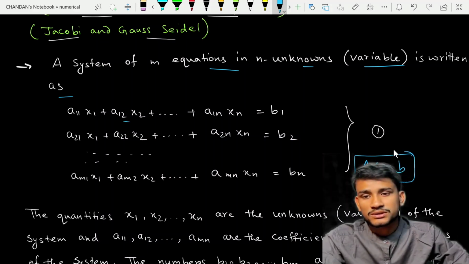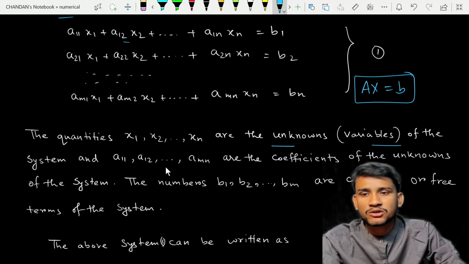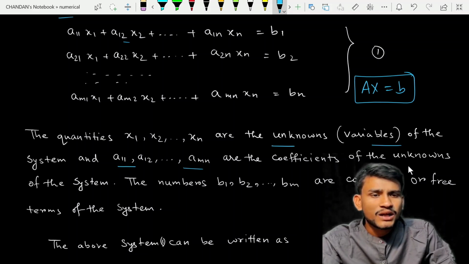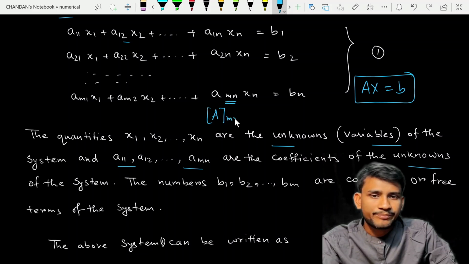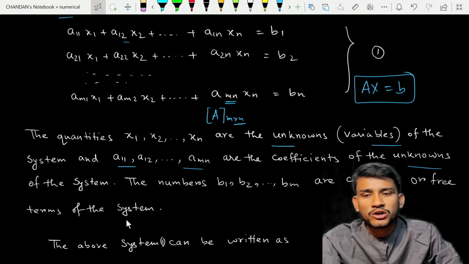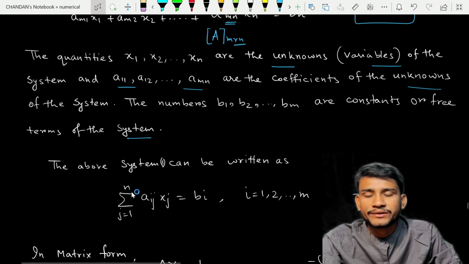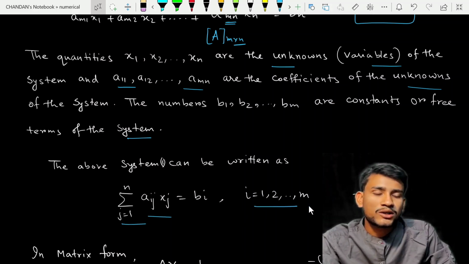The quantities x1, x2, ..., xn are the unknowns, that is the variables of the system, and a11, a12, ..., amn are the coefficients of the unknowns. The order of the matrix is m by n. The numbers b1, b2, ..., bm are the constants or free terms of the system. The above system can be written as the summation over j = 1 to n of aij xj = bi, where i = 1 up to m.